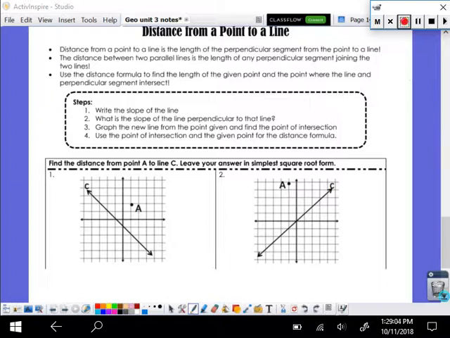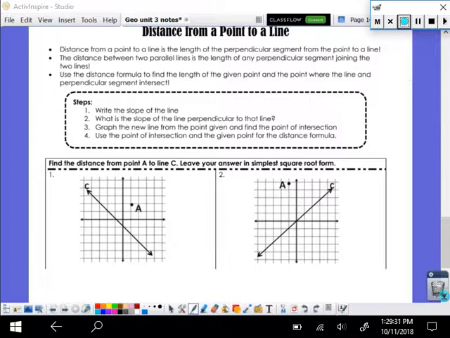So it says distance from a point to a line is the length of the perpendicular segment from the point to a line. The distance between two parallel lines is the length of any perpendicular segment joining the two lines. Use the distance formula to find the length of the given point and the point where the line and the perpendicular segment intersect. Okay? You will need to know the distance formula again.